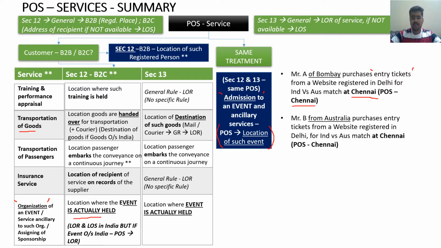Chennai, right? So similarly, let's say Mr. B from Australia purchases again entry tickets, right? Entry tickets from a website registered in Delhi for the India versus Australia match at Chennai, right? So here, who's the supplier? The website registered in Delhi, right? So the supplier is in India. Who's the recipient? Mr. B from Australia, right?